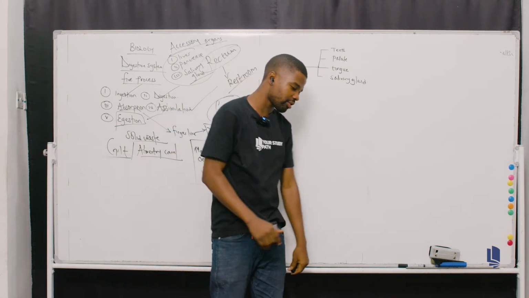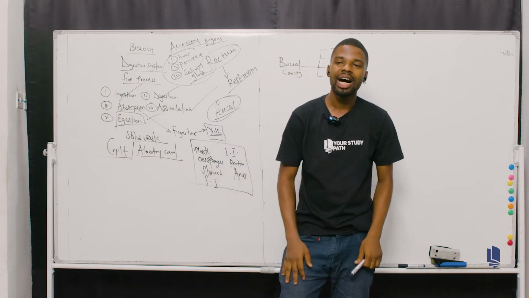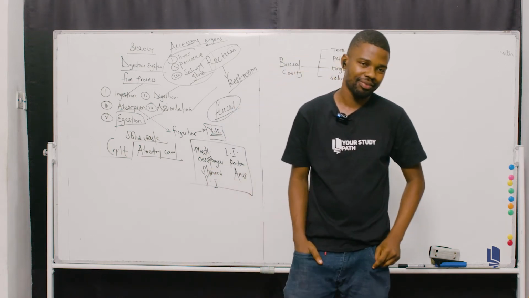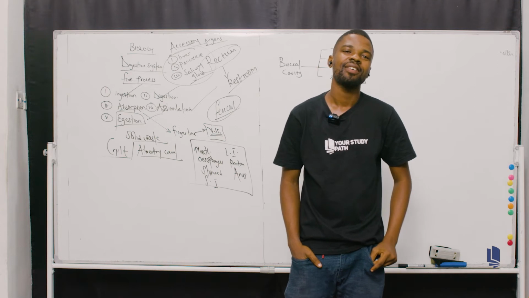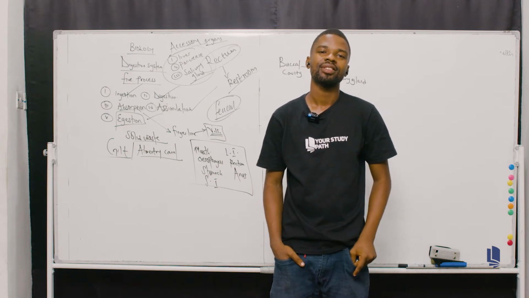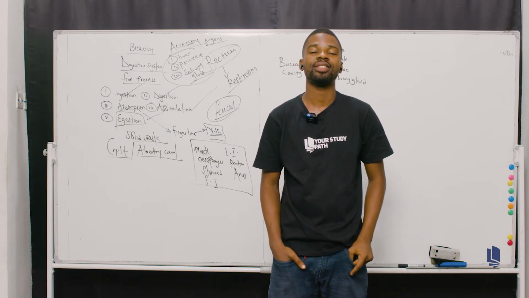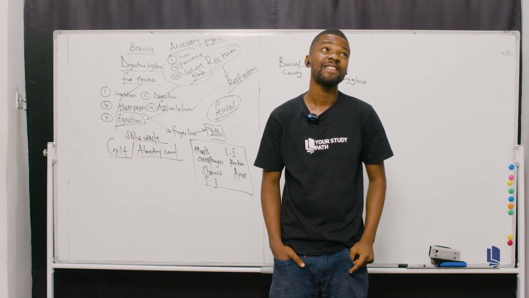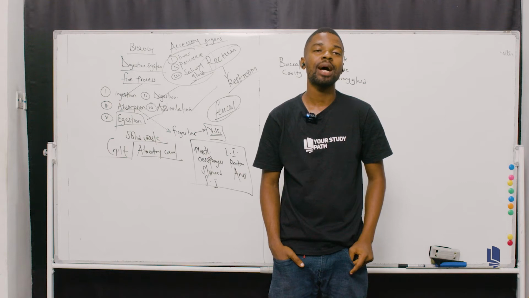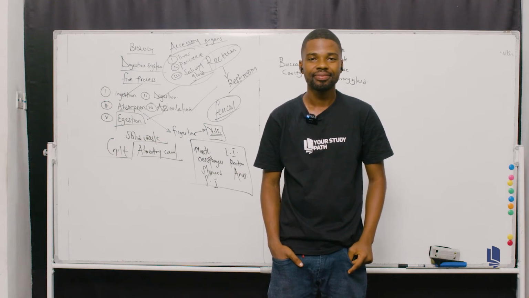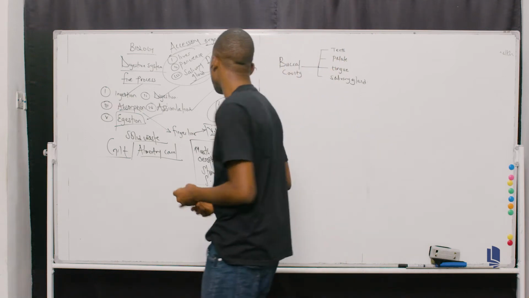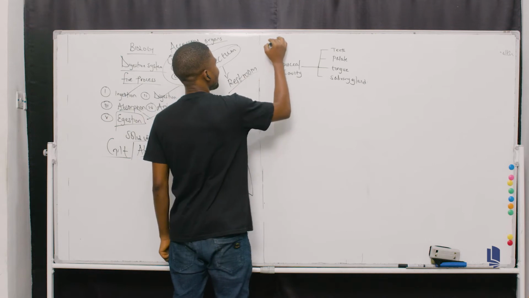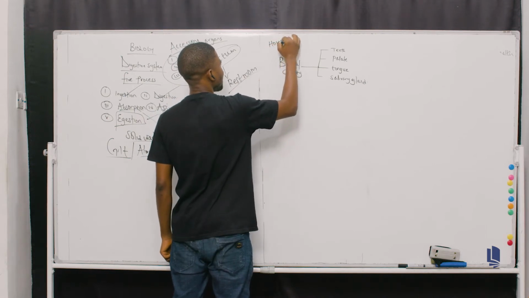Let me ask this question. How many types of teeth do we have? Two types. What are they? Somebody said homodont and heterodont. Let's hold that.